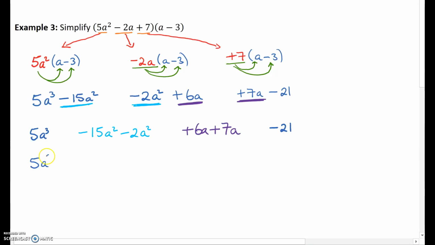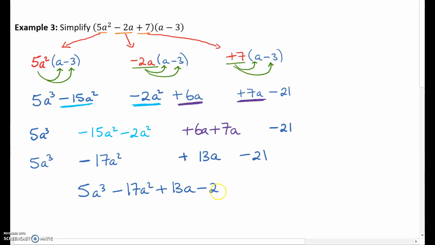So it's going to be 5a cubed. Now, minus 15a squared minus 2a squared. There are no parentheses anymore, so this is just addition. We have the same sign, so we add the numbers. So it's going to be 17a squared, and we keep the sign. They were both negative, so we keep that negative sign. Plus 6a and plus 7a, again, same sign, so we add the numbers. That's going to be 13a. And since they were the same sign, we keep that sign, so it's plus 13a minus 21. So the final answer is 5a cubed minus 17a squared plus 13a minus 21. And you are finished there.